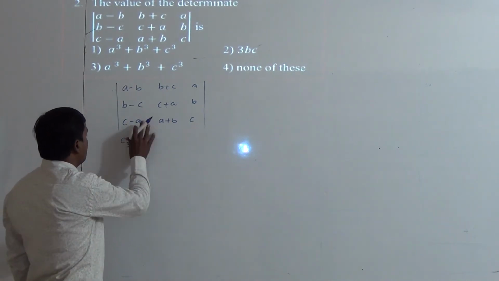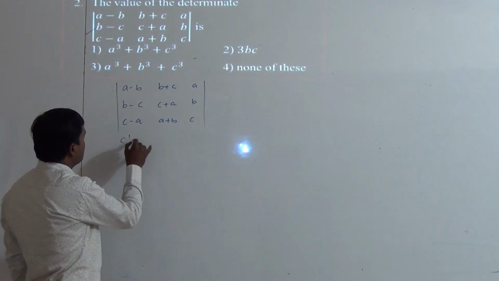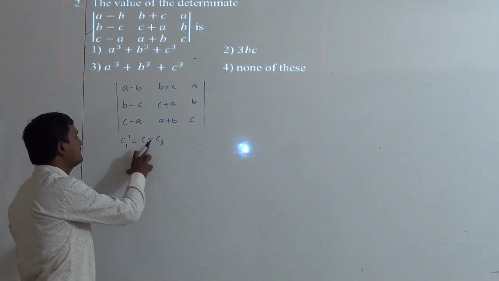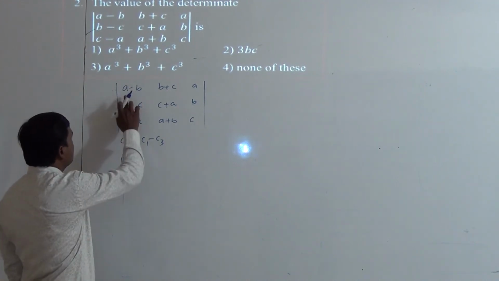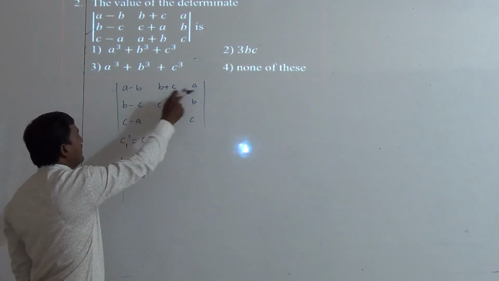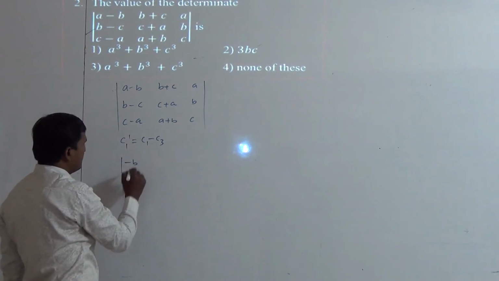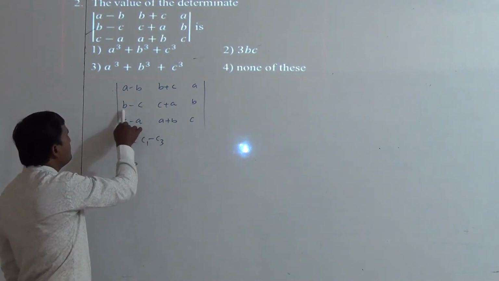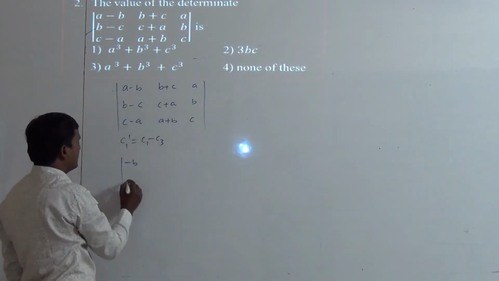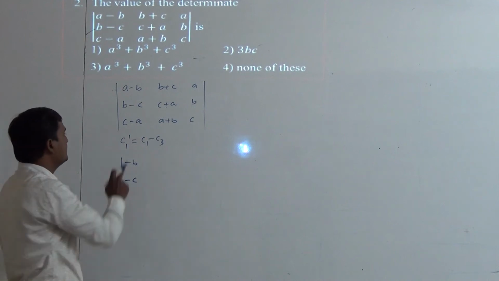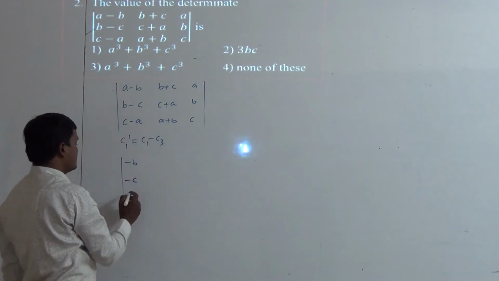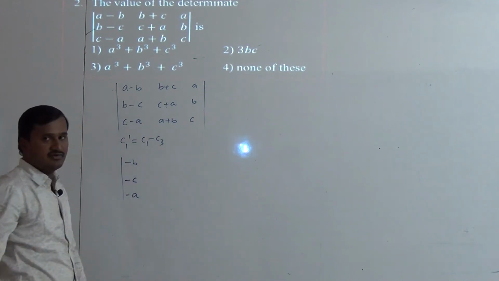First I will write C1 dash equal to C1 minus C3, right? So applying this, here I am getting a minus b minus a. So clearly plus a and minus a will get cancelled, so here I am getting minus b. b minus c, minus b plus b will get cancelled, so here it is minus c. c minus a, minus c plus c will get cancelled, so clearly here I am getting minus a, right?